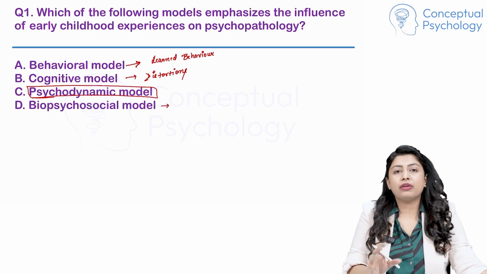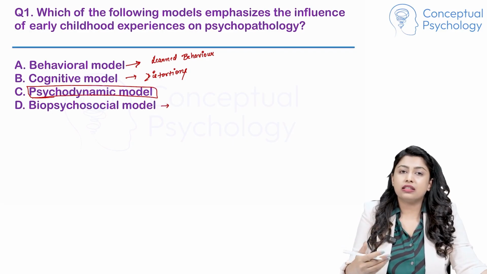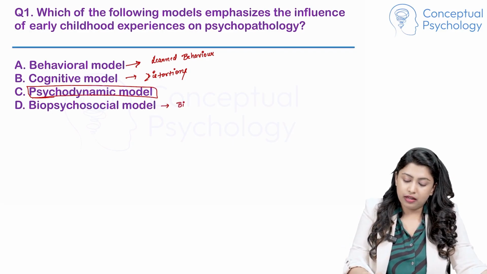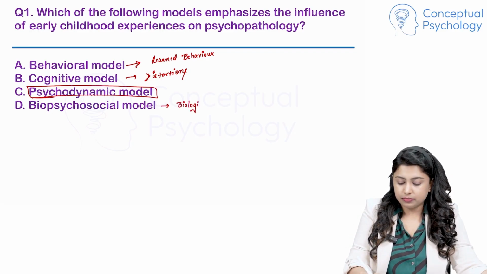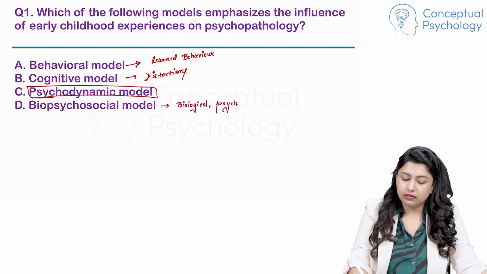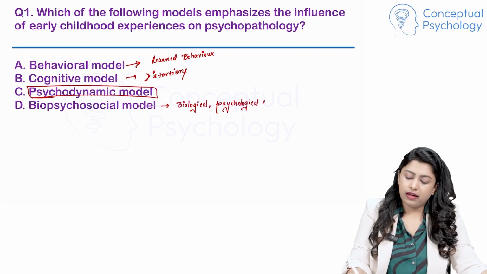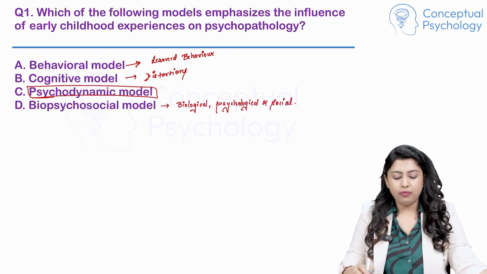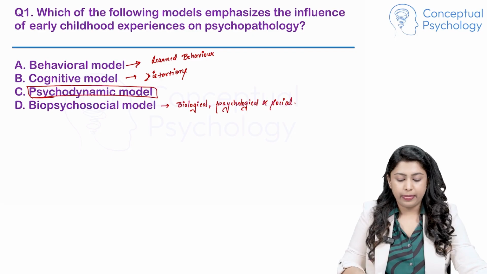So in the biopsychosocial model, there is an integration of biological, psychological, and social influences. So I hope the first answer is clear.